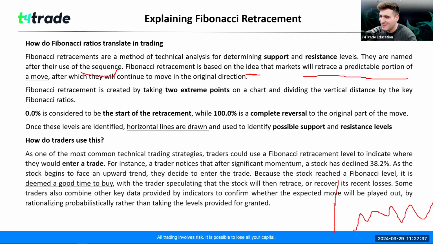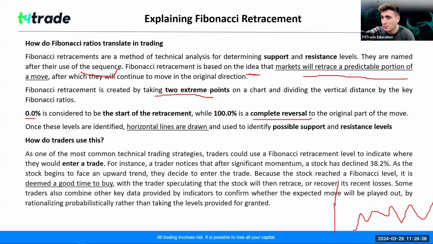Okay, so this is where the usage of Fibonacci retracement comes into play, because you extrapolate the price action. Yes, it moves up by an X amount, then retraces by a smaller X amount, and then continues off from that level. Okay, that's why we use it. So Fibonacci retracement is created by taking two extreme points, mentioned as 0 and 100. The start of the retracement is 0, and 100% is the complete reversal.